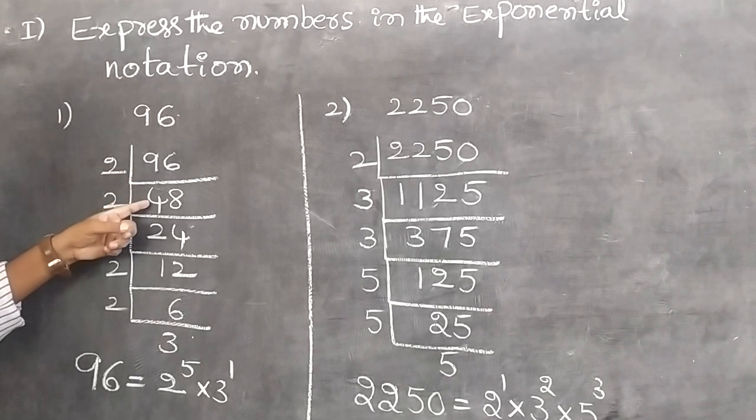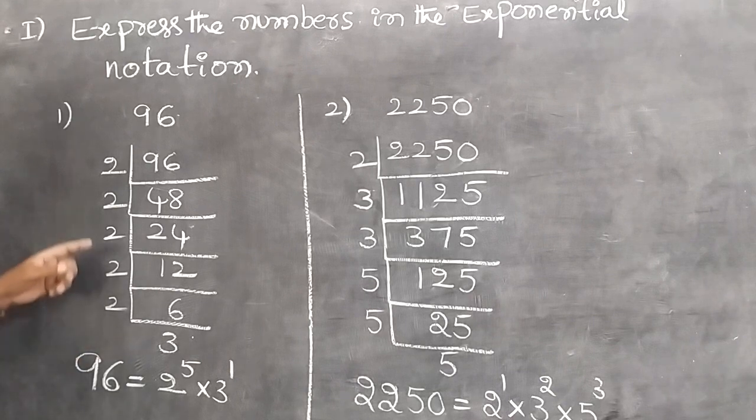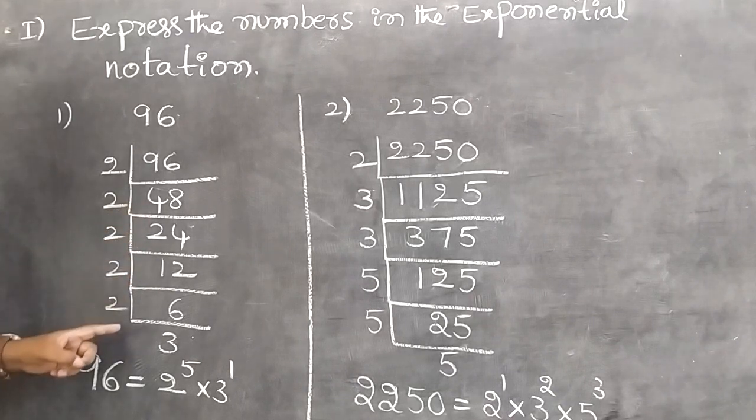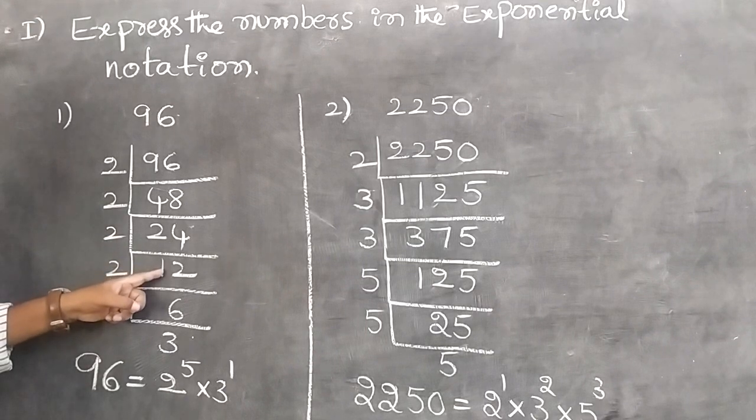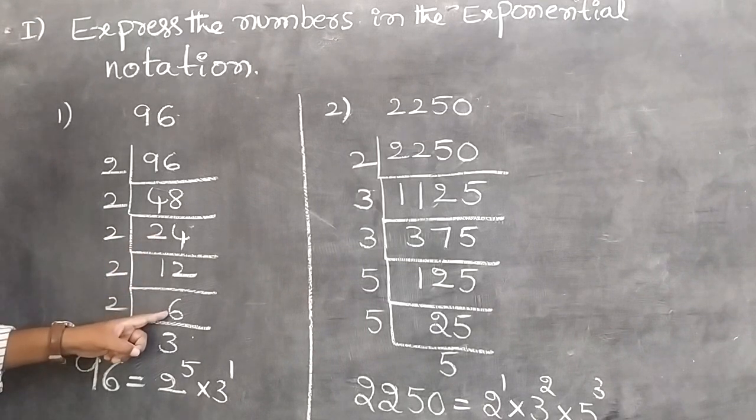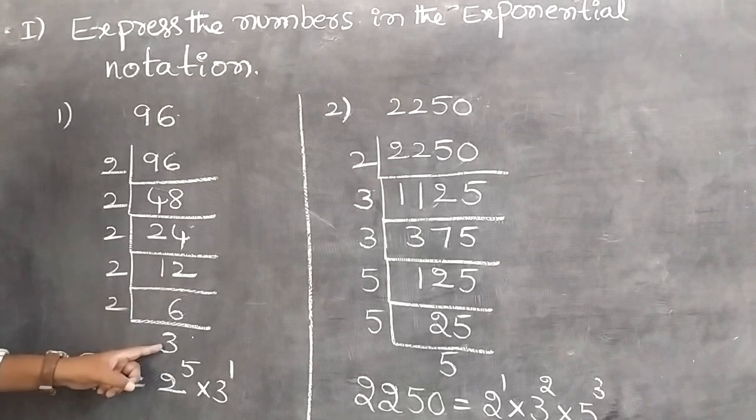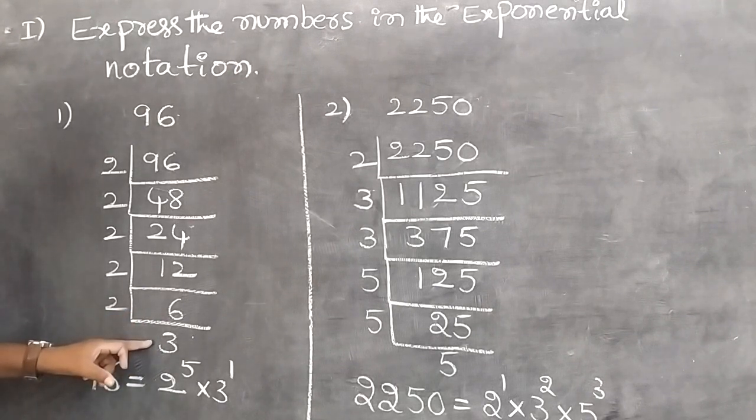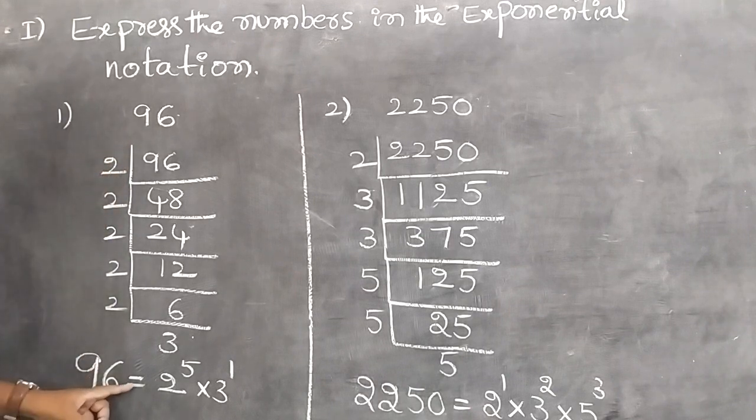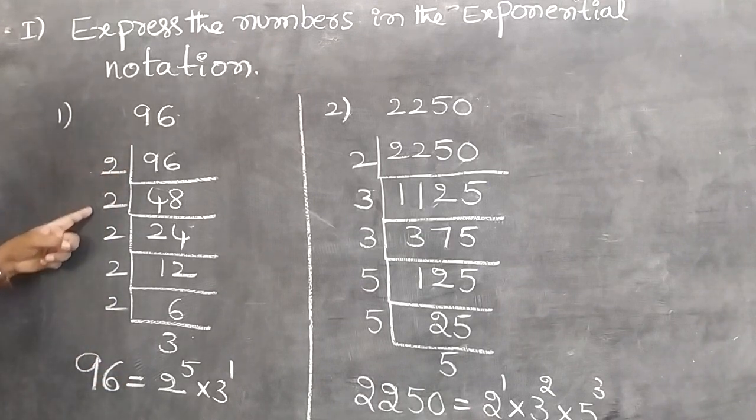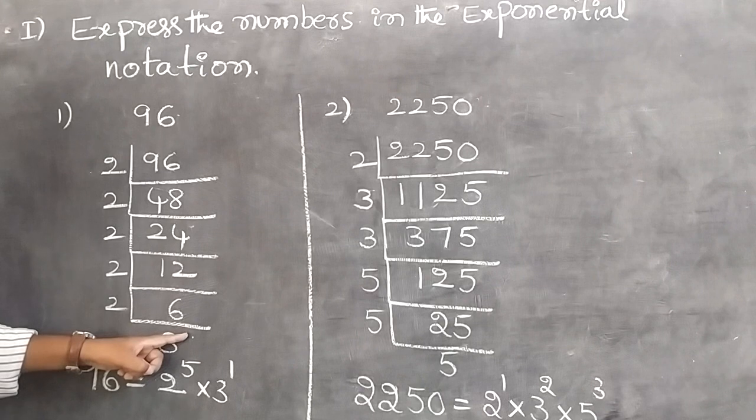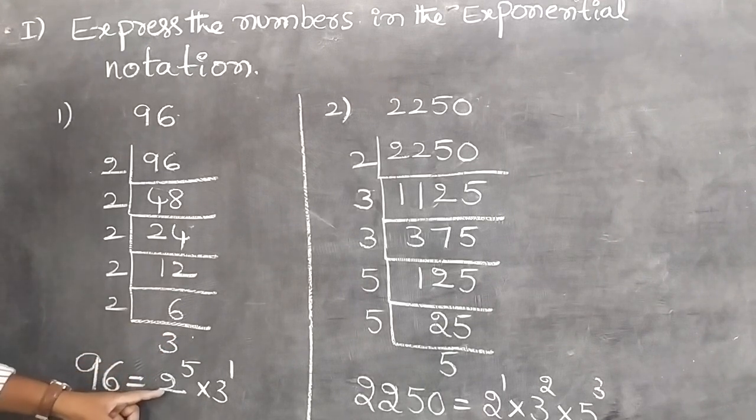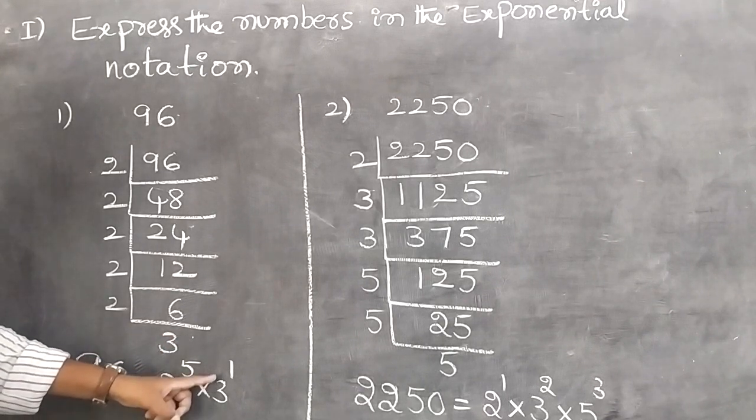2 4s are 8, 2 8s are 16. Next, also 2 24s are 48. Next, 2 12s are 24, 2 6s are 12, 2 3s are 6. So observe here, all are prime numbers. Therefore 96 equals 2, which appears 5 times, and 3 appears 1 time. That's why 96 equals 2 power 5 into 3 power 1.